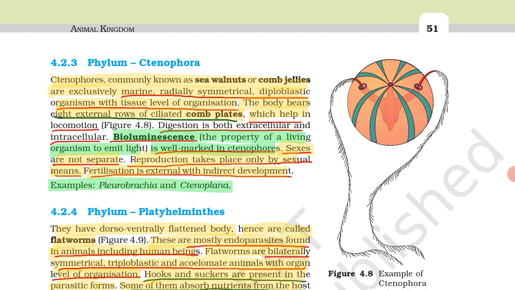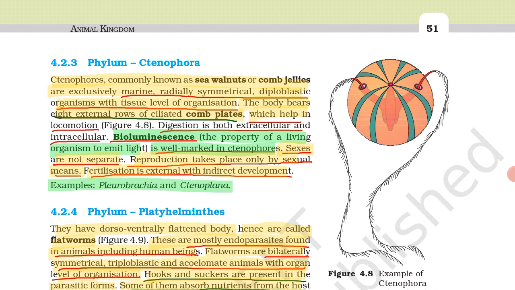What is meant by diploblastic? We have seen earlier, the organisms which exhibit two germinal layers, externally ectoderm and internally endoderm, are called diploblastic organisms with tissue level of organization, meaning their level of organization is tissue level. The body bears 8 external rows of ciliated combs which help in locomotion.